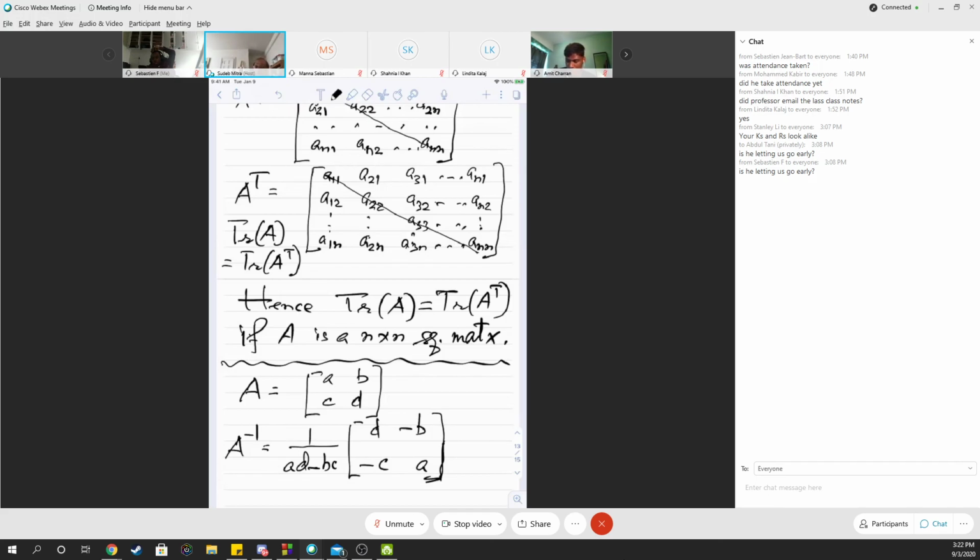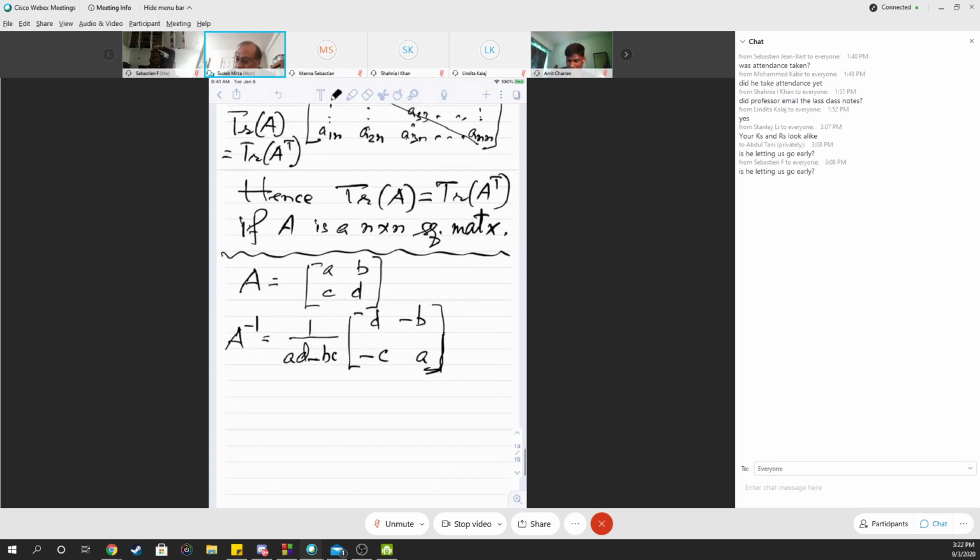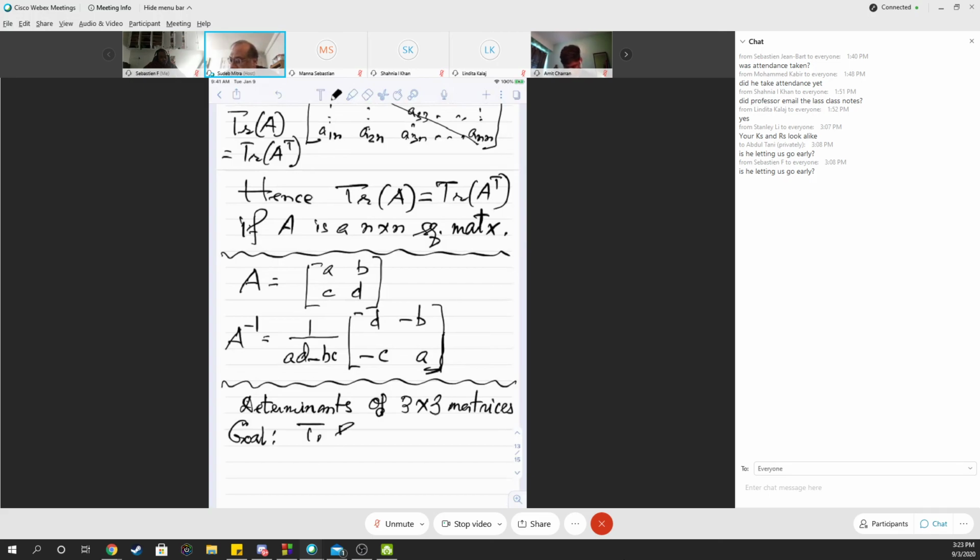Our task now will be talking about 3 by 3 matrices. So for that, we need to talk about determinants of 3 by 3 matrices. So Tuesday will be 3 by 3 matrices, but our goal will be to find the inverse of a 3 by 3 matrix. I will show you two methods.